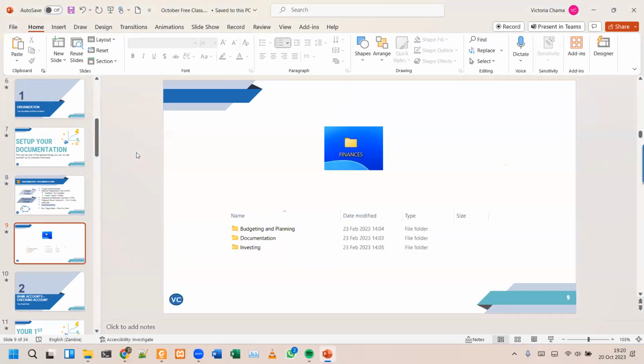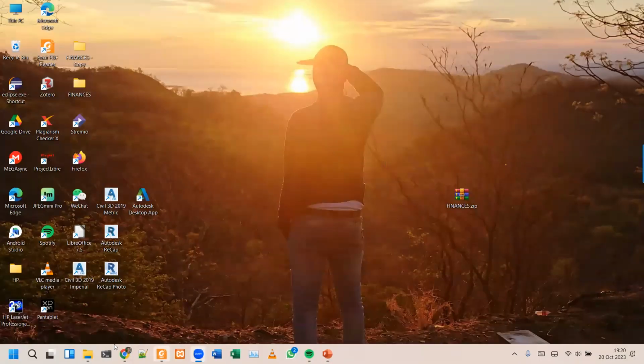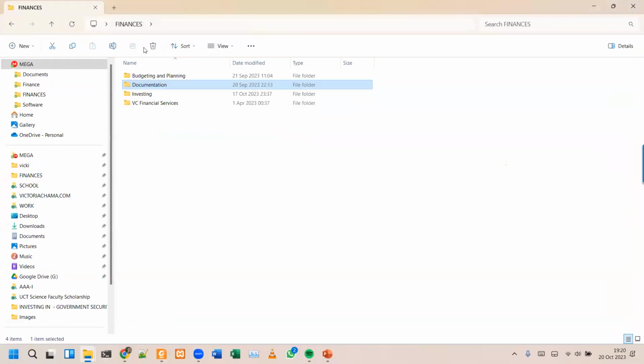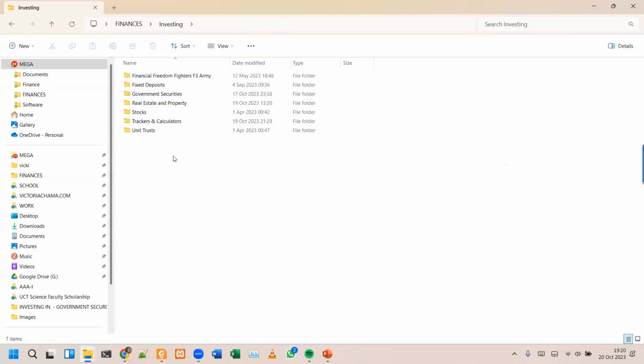Actually, you know what? Let me also show you the investing one as well. I think the investing one is also helpful. So if I go back to the main folder and go to the investing folder specifically, you're going to have a list of all the different investment options that you're currently actively participating in. So you're going to have things like fixed deposit, your government securities. If you've got real estate and property, you're going to put your title deeds, your maintenance works, your tenants agreements, you name them, all those things.